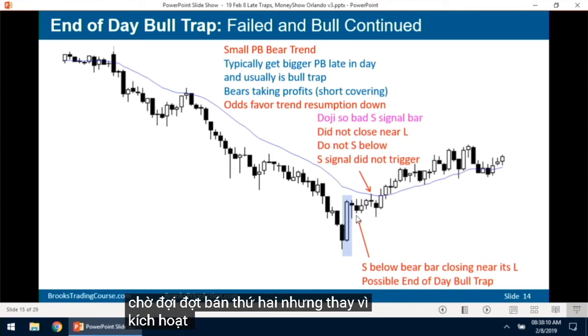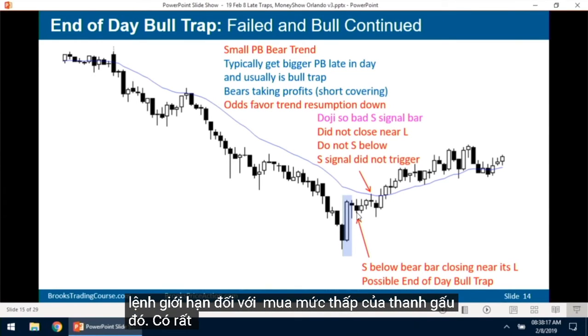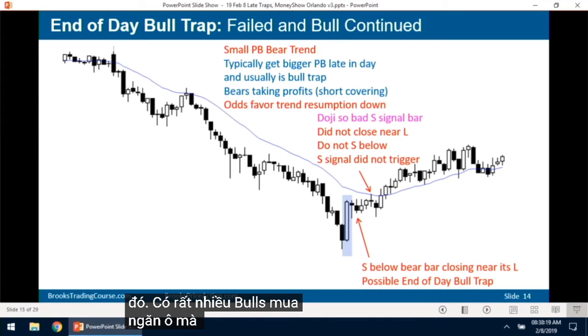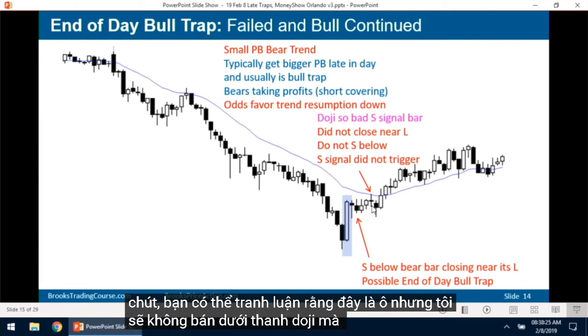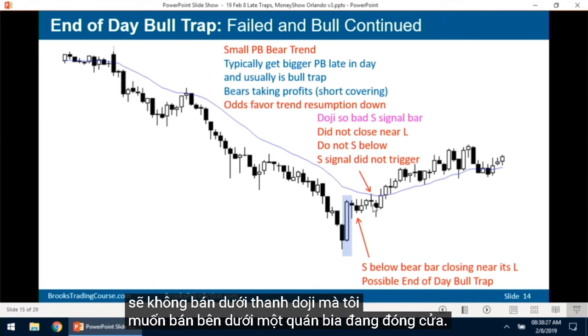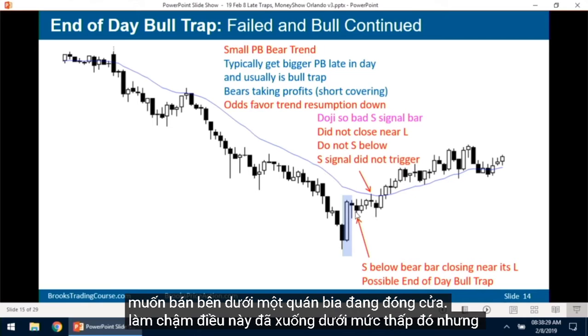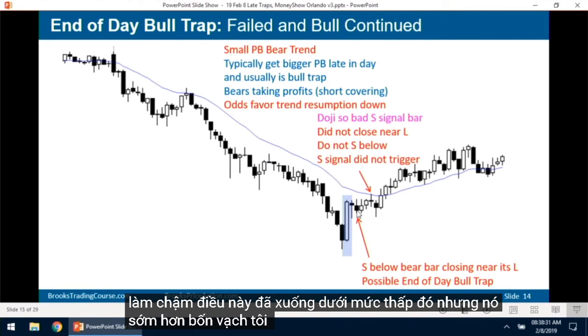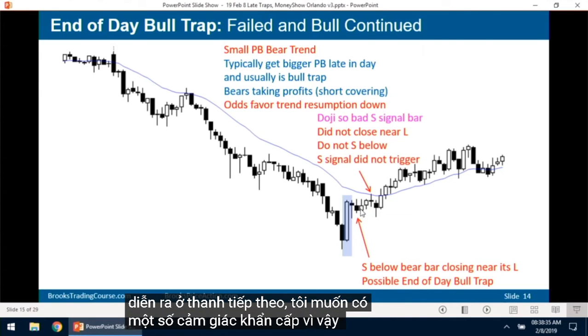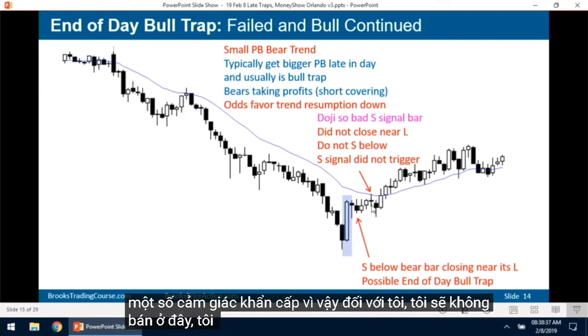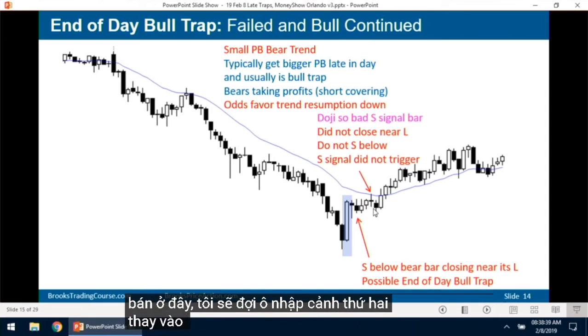But instead of triggering the sell, bulls bought the close of that bear bar, and they had limit orders to buy the low of that bear bar. There were so many bulls buying, preventing the sell, we went up a little bit. You could argue this is a sell, but I would not sell below a doji bar. I want to sell below a bear bar closing near its low. This went below that low, but it's 4 bars earlier. I want the sell to take place on the very next bar. I want some sense of urgency. So for me, I'm not going to sell here. I'd wait for a second entry sell.